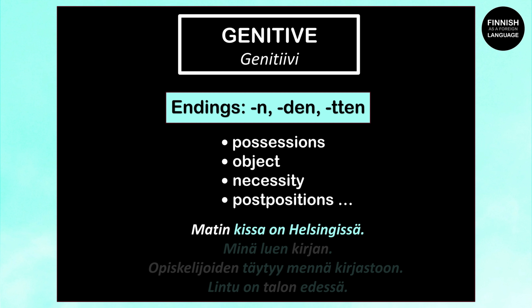Matin kissa on Helsingissa means Matti's cat is in Helsinki. So Matin is the genitive case of the name Matti. And Matin means of Matti. So Matti is standing here in the genitive case because we're talking about a possession of his. The possession in this sentence is the cat, so we're talking about Matti's cat here. Matin kissa on Helsingissa. Matti's cat is in Helsinki.